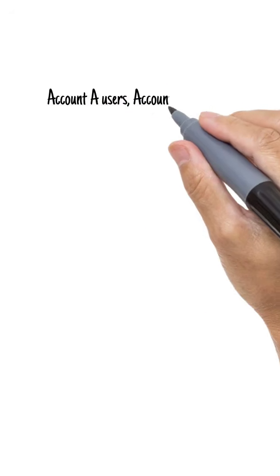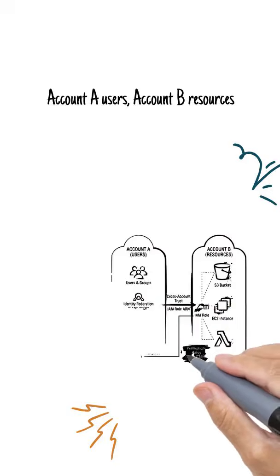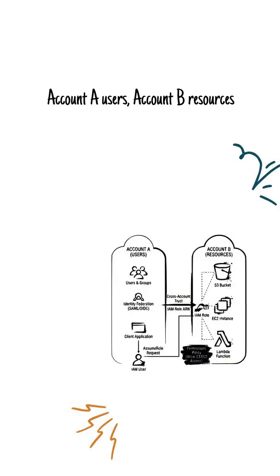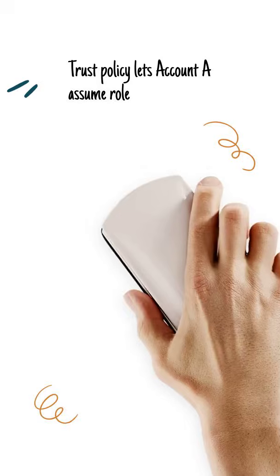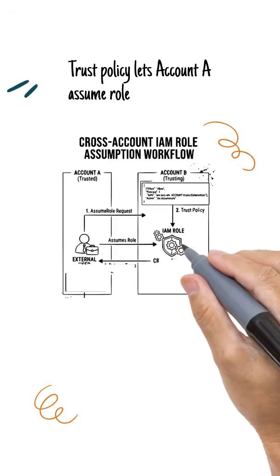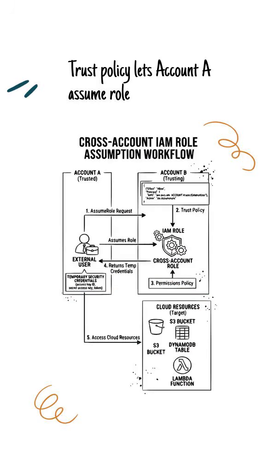Here's the basic idea. Account A has the users, and account B has the resources. In account B, you create an IAM role with the permissions needed to work with those resources. Then, you define a trust policy on that role that allows principals from account A to assume it. Once the user in account A assumes the role, they get temporary security credentials and can access the resources in account B according to the permissions attached to that role.